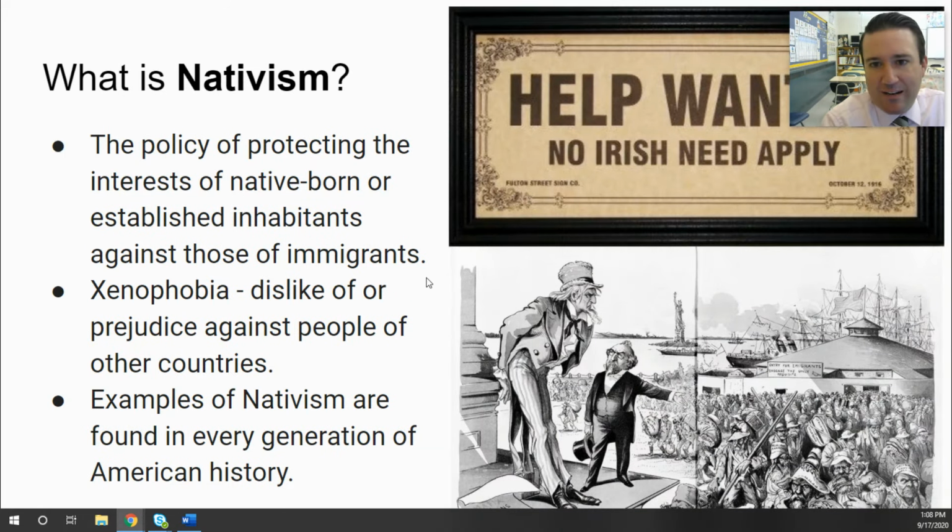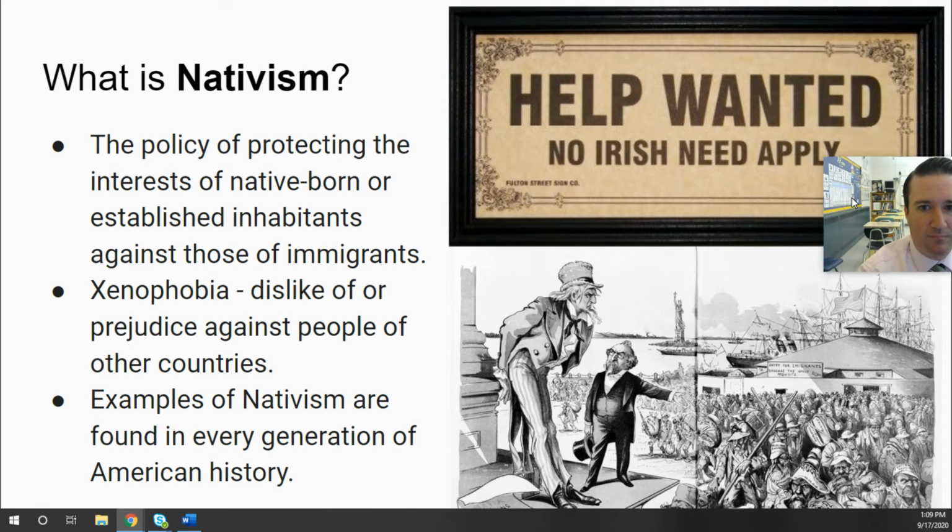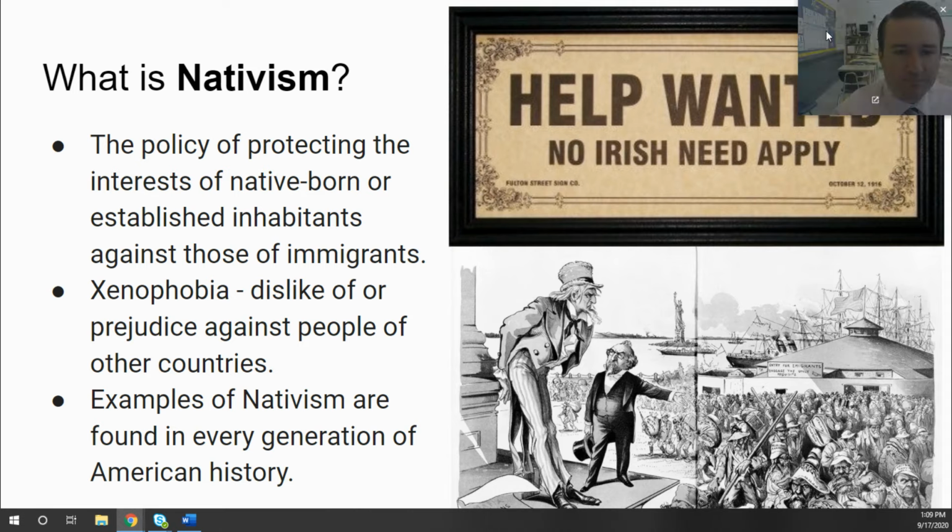So essentially, what is nativism? It's a policy of protecting the interests of the native-born and established inhabitants against migrants and such. It really boils down to xenophobia. It's this fear of foreign people as they come into the country. Take the Irish: why would people really worry about what the Irish were bringing with them?